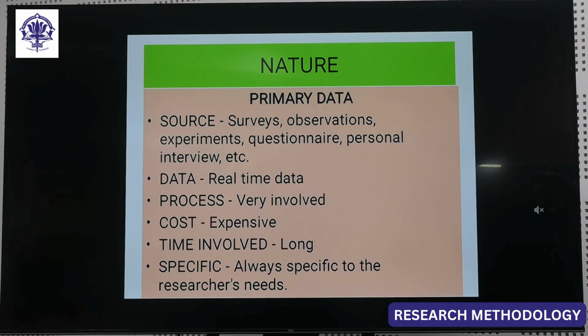Next is specificity: it is always specific to the researcher's needs. The researcher collects the data himself, since he knows very well what the question and the problem are. He asks the respondent what he wants to ask, so the researcher collects the data required for him. So it will be specific. Next one is secondary data.